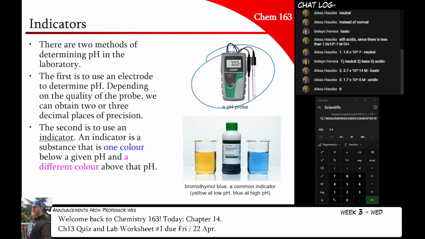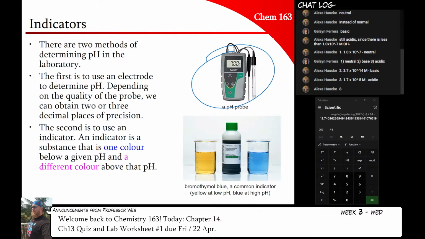So we're going to use pH probes for that, but for a lot of the labs in this class, what we're going to use is called an indicator. An indicator is just a substance that has one specific color or pigmentation to it below a pH, and then when you go above that pH, it turns a different color entirely. In the middle neutral part, there may be an in-between color.